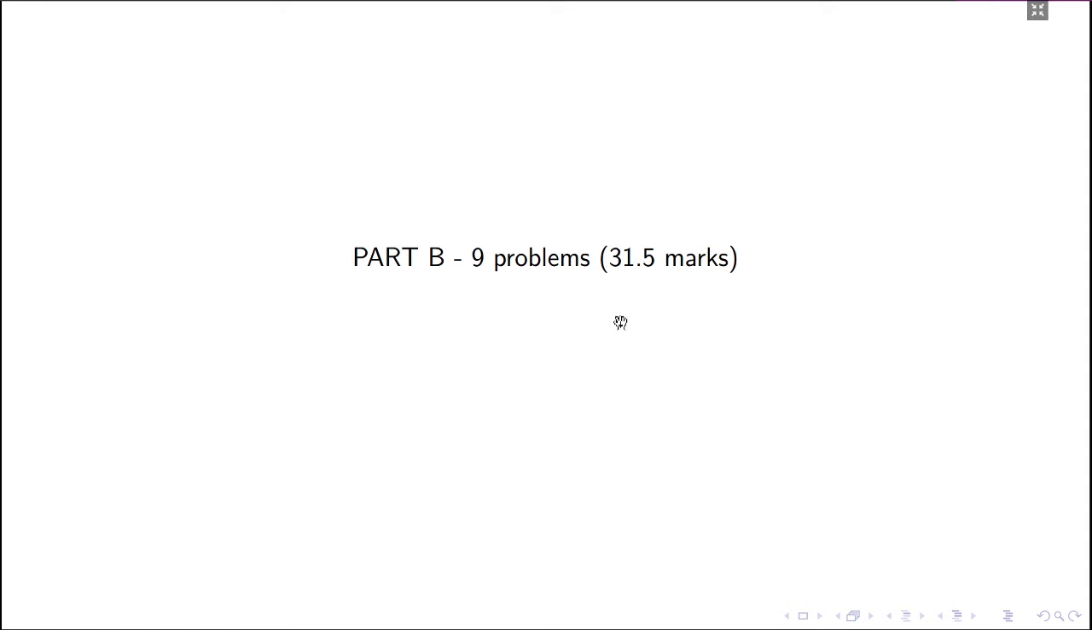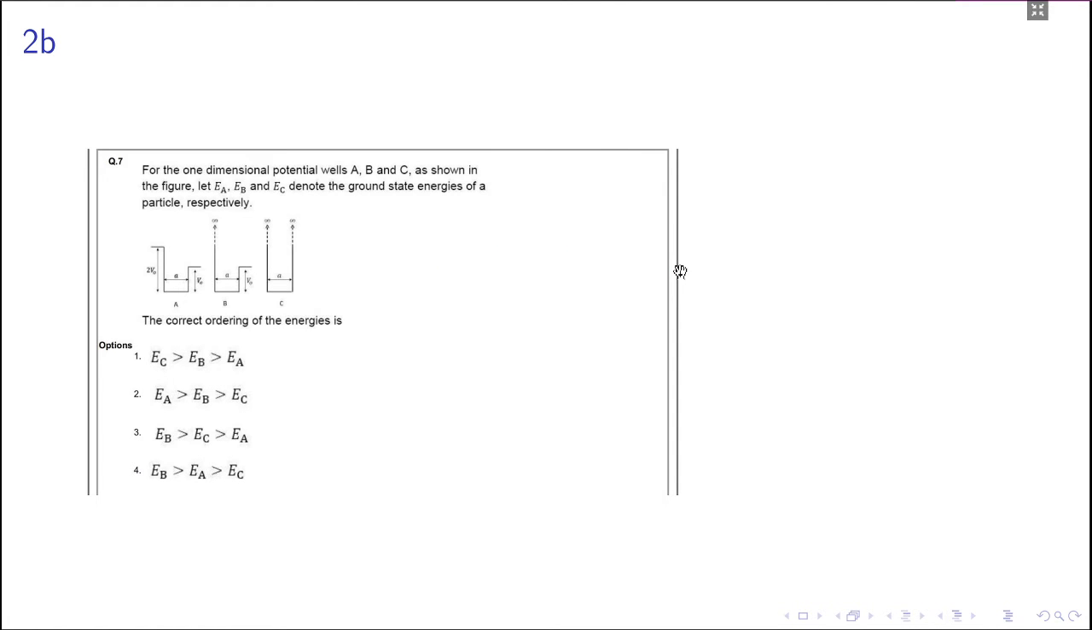Okay. So now we go to part B. In part B, there are 9 problems, again, which really do not require any calculations. So let's have a look. In this one, this is again a very simple problem. You don't have to solve any Schrodinger equation or anything like that.